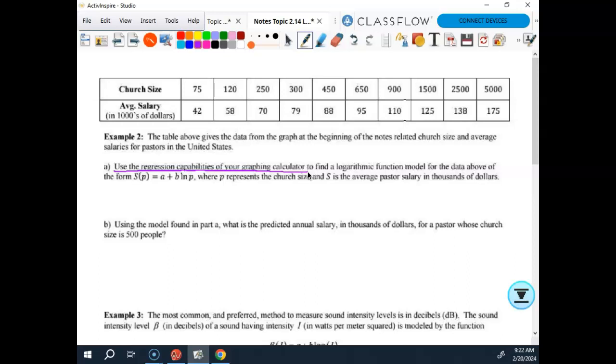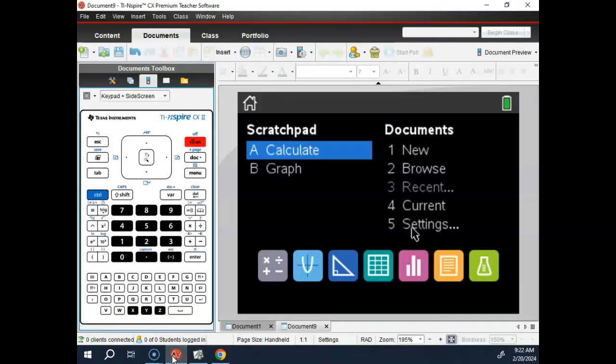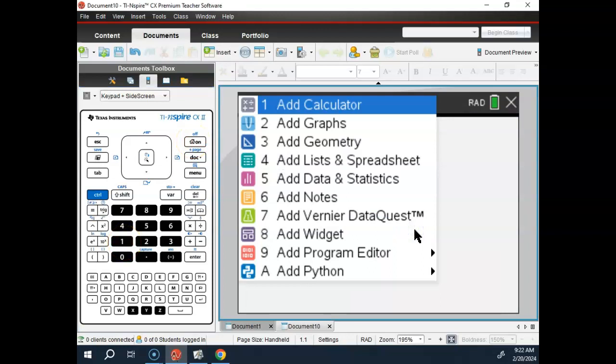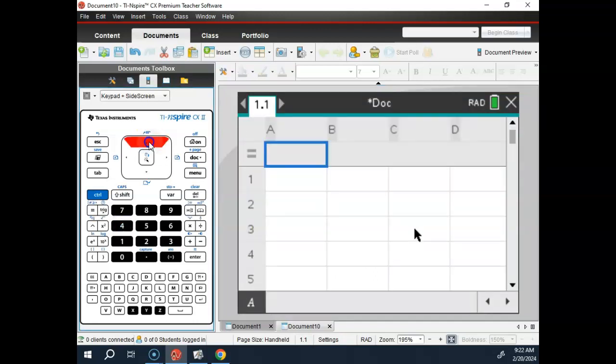So if I'm going to do regression on my calculator, let's go on again. 1 for new, no. What am I adding? Lists and spreadsheets, right? 4. Go up here, you can call this X, and then type in your X's, and then type in your Y's.